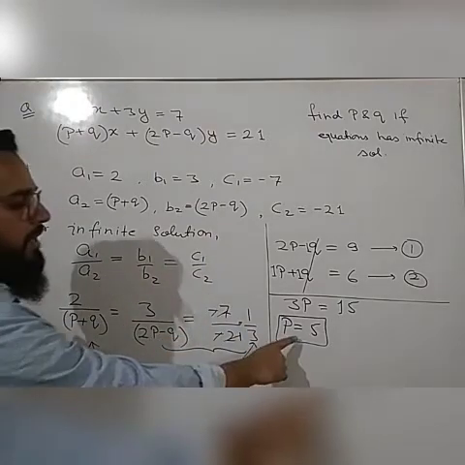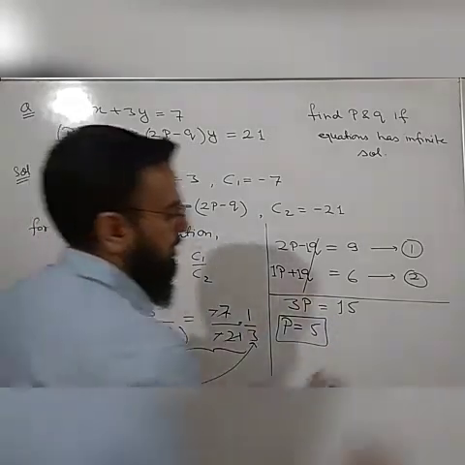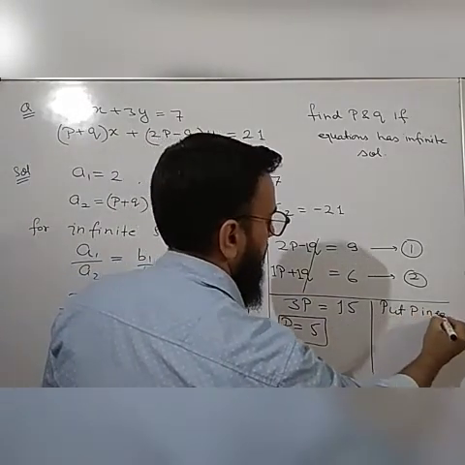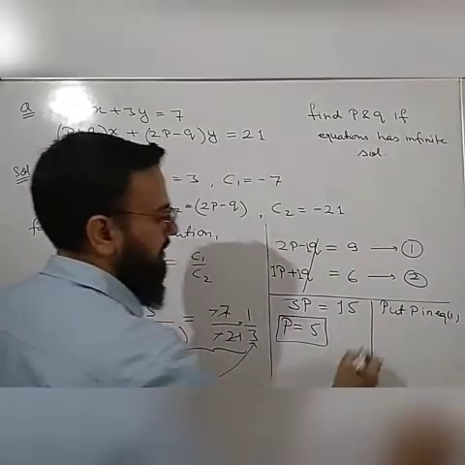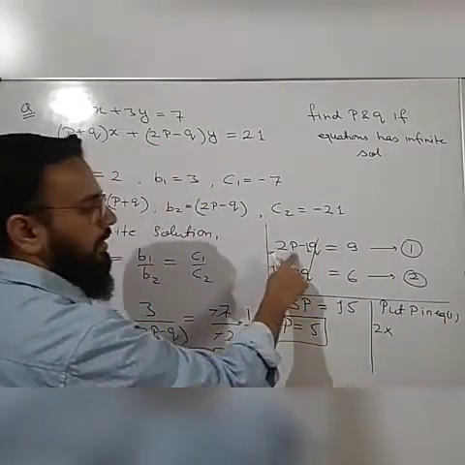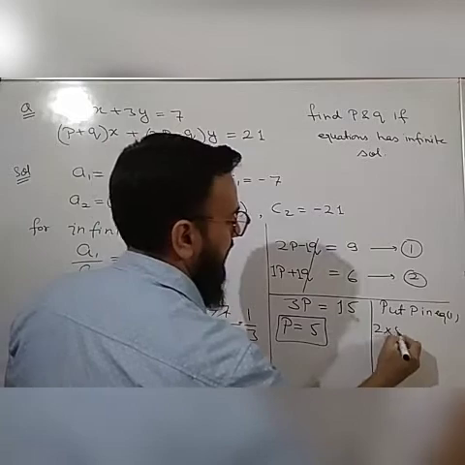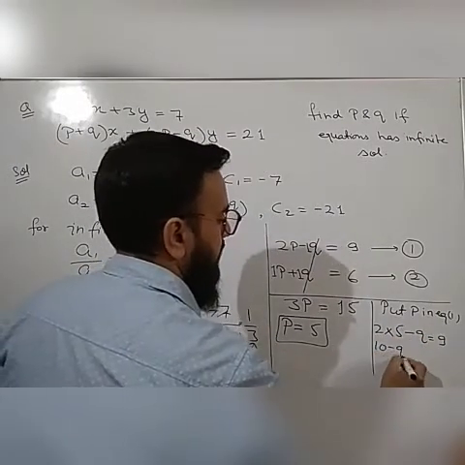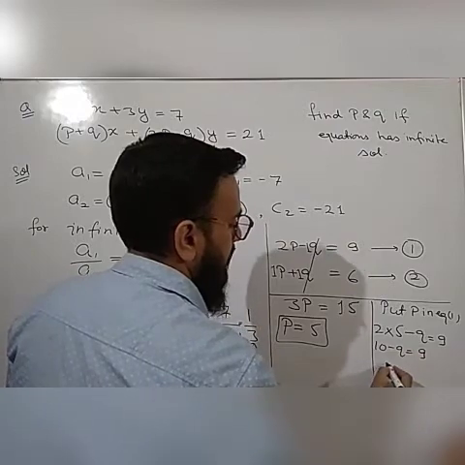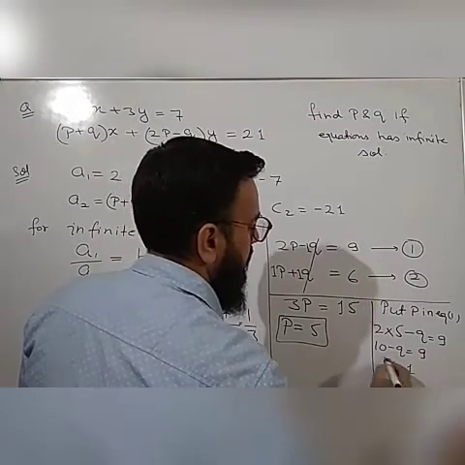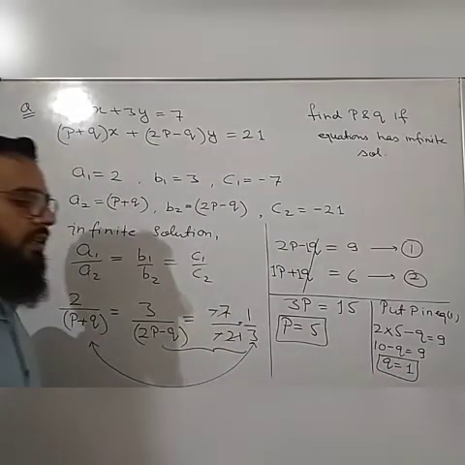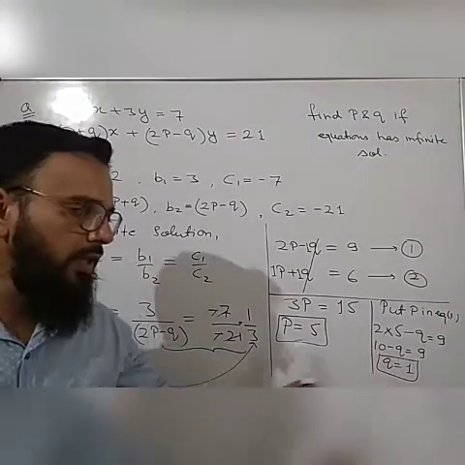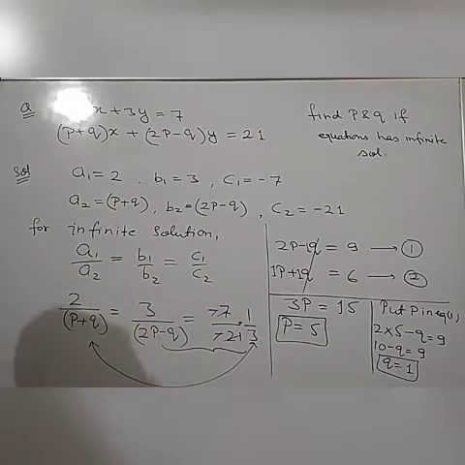Now we can put the value of P in either of the equations. So if we put P in equation 1, then we get 2 into P. It is 2P, so it will be 2 into 5 minus Q is equal to 9. 10 minus Q is equal to 9, so the value of Q will be equal to 1. So we get the values of P and Q. P is equal to 5 and Q is equal to 1. These are our answers.